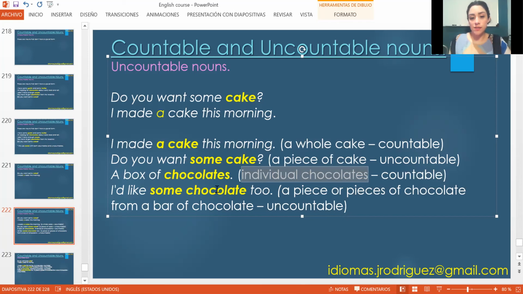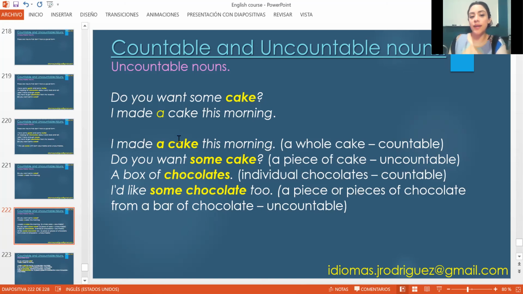So, look at this. Uncountable and countable. Siempre depende del contexto. ¿Okay? No puedo decir quiero un poco de chocolates. No. Quiero un poco de chocolate o quiero algo de chocolate. ¿Ok? Algo de chocolate, no de chocolates. Y aquí sí, ¿por qué? Porque me refiero a una caja de chocolates. A una caja de pequeñas piezas de chocolates, de piezas individuales.